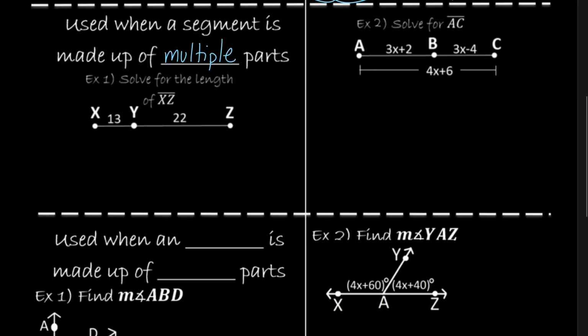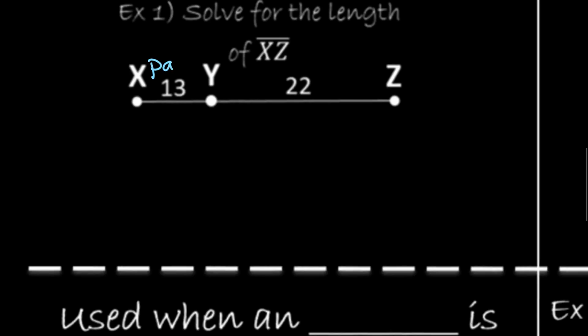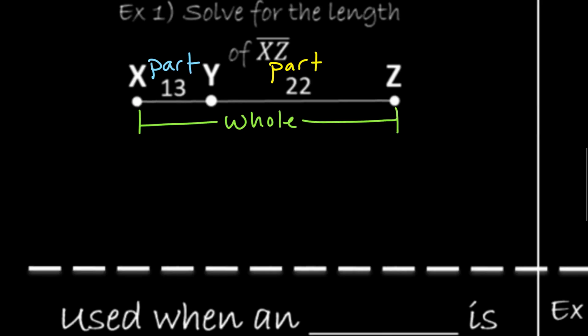So on this segment, how many parts do I have? 2, right? I have this XY first part, and then I have this YZ second part, and together they add up to be the whole. When we have multiple parts in a whole, what equation are we going to set up? At the top, what did we say? Part plus part equals whole.